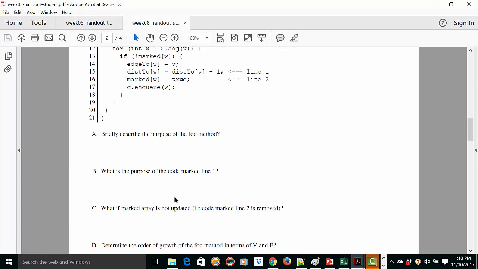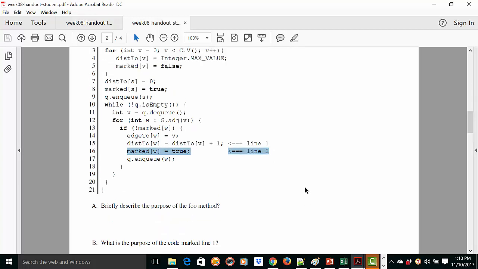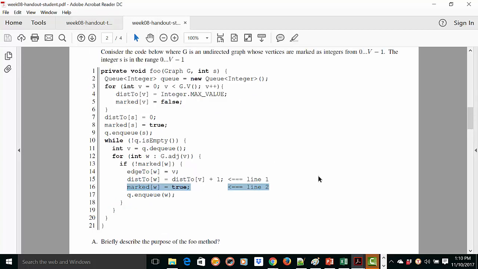What if the mark array is not updated? That means suppose that we remove this line. Now that's a problem. Suppose we have an undirected graph with cycles, and we can keep updating because the array will never be marked. So the vertex will not be marked, and you'll continue to increase the distance, and at that point the distance is going to go to infinity. So it's not a good idea to remove this.